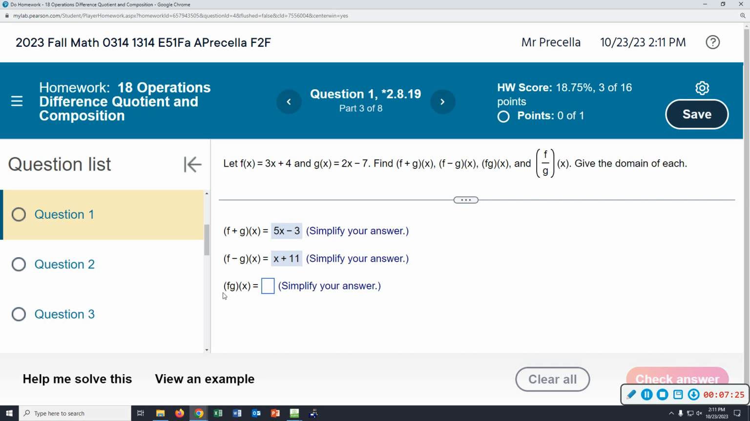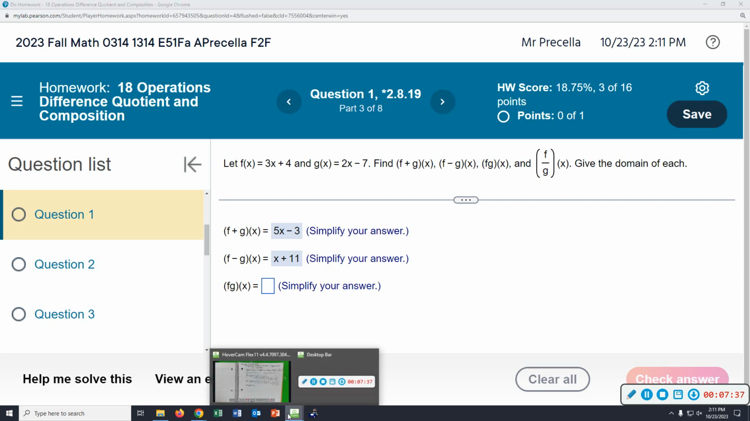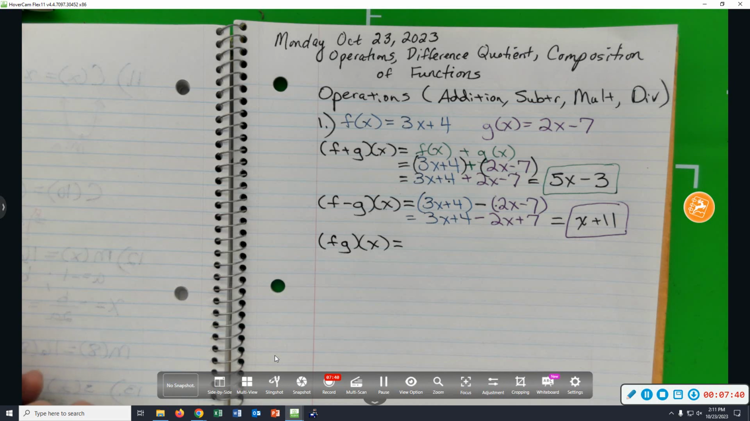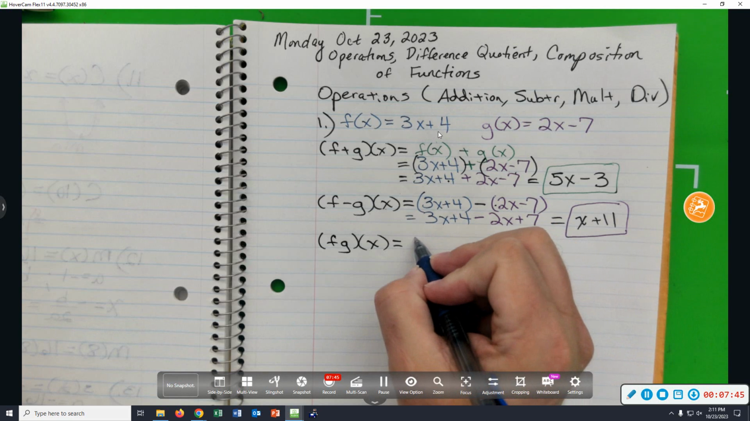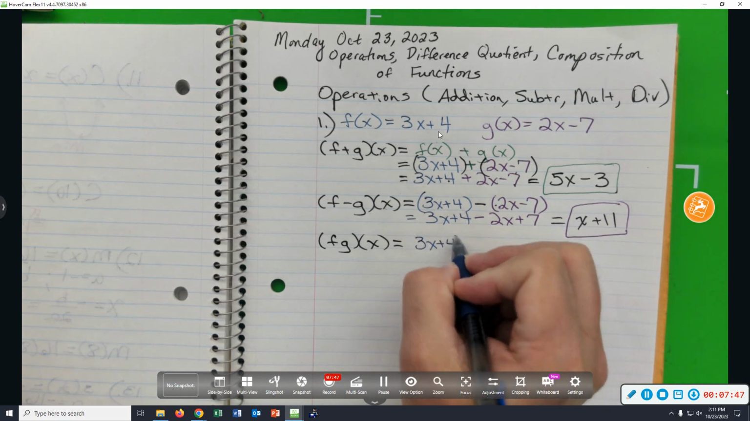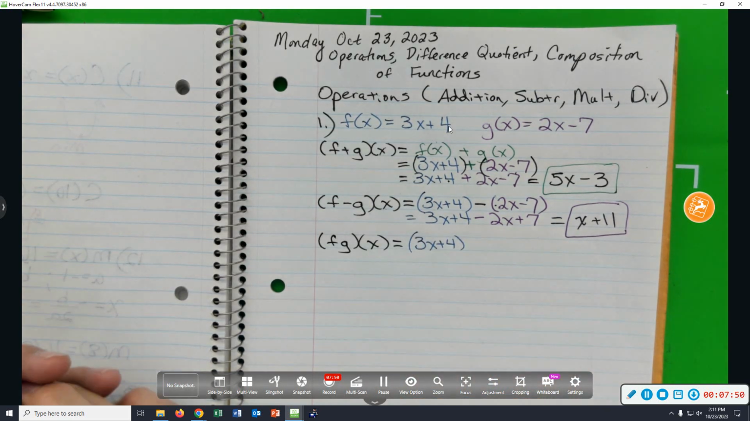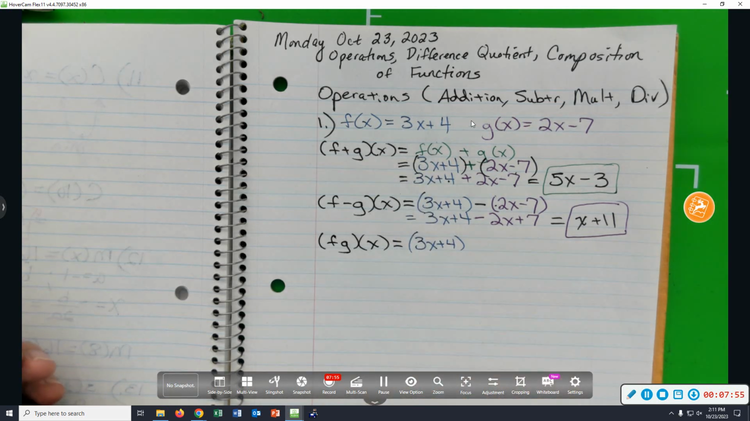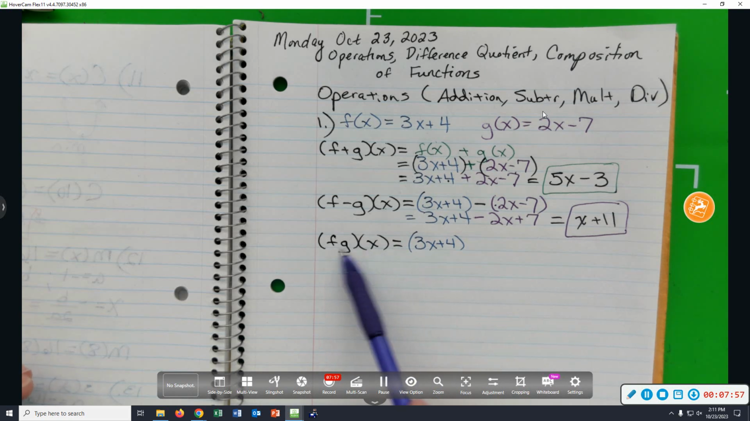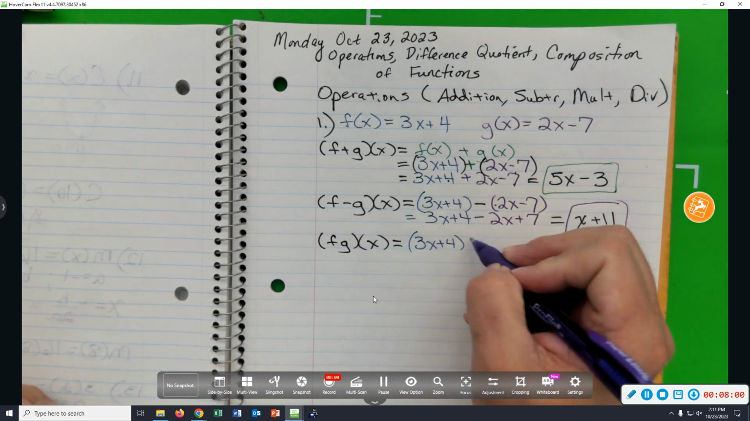What does this mean? FG. If you don't see a sign, plus, minus, times, or divided by, if you don't see an operation, what do you assume it is? Multiplication. Okay. So that's saying take f of x, and we know what f of x is. F of x is 3x plus 4. Now I'm going to group it in parentheses just to indicate that 3x plus 4, those terms came together from f of x. Times, we want to multiply by g of x. Well, we know g of x is 2x minus 7.